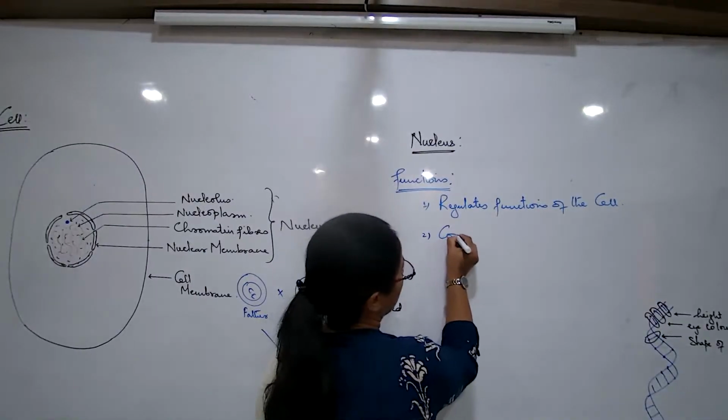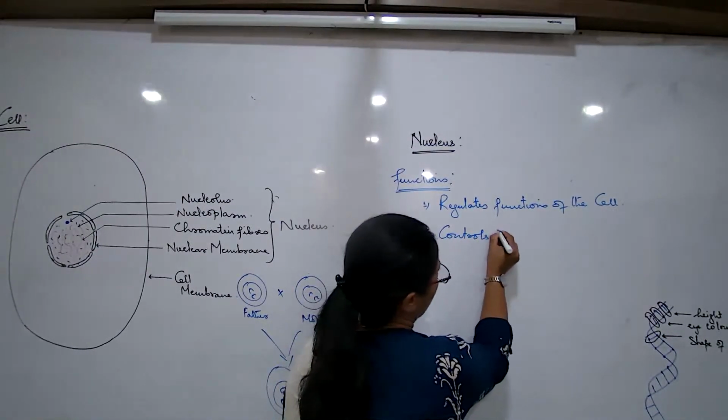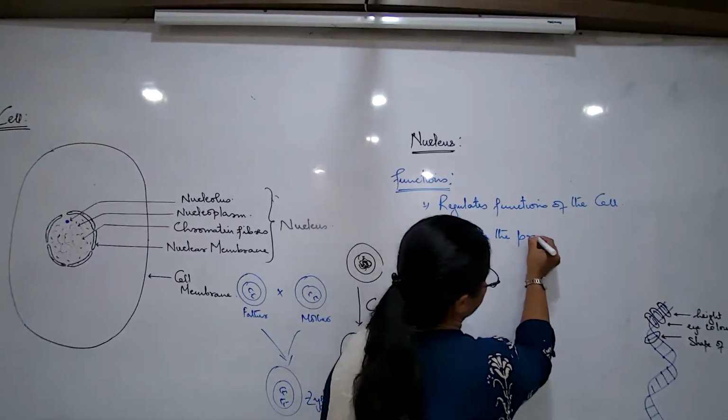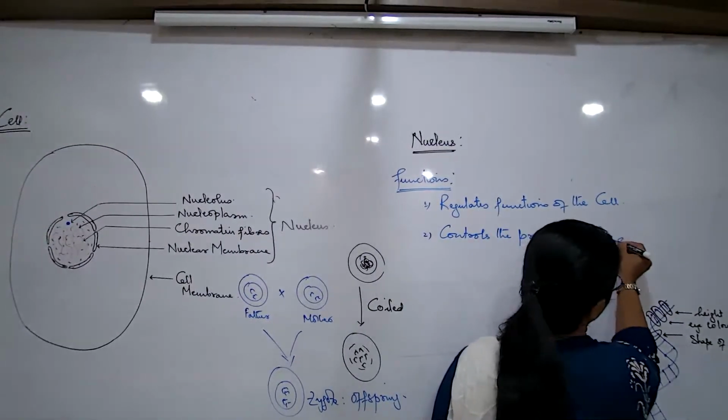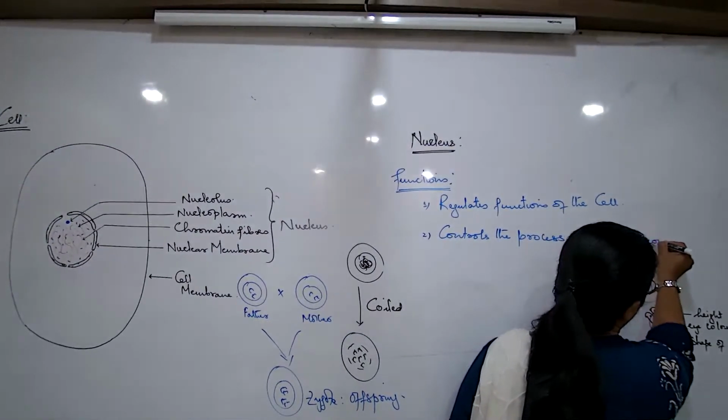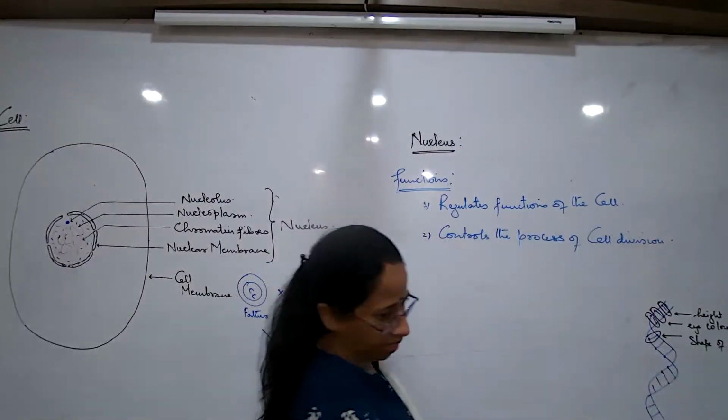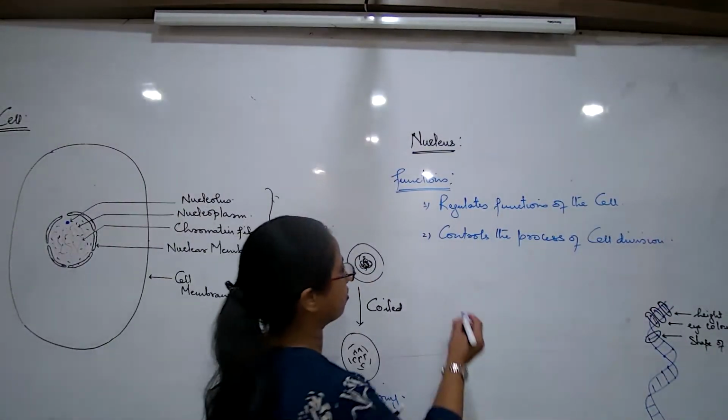Number two, controls the process of cell division. When should the cell divide? Into how many daughter cells it should divide? Everything by the nucleus.